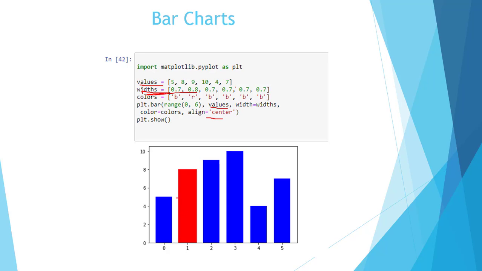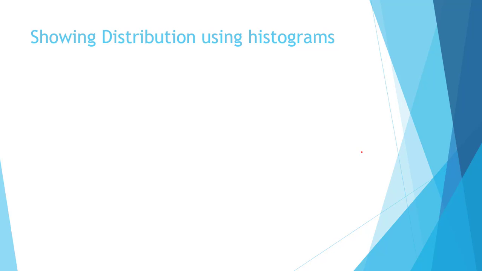So this is the output of our bar chart. As we can see, the second bar is red and its width is also slightly larger than the other bars, as mentioned in the widths list. Next we will see histograms.